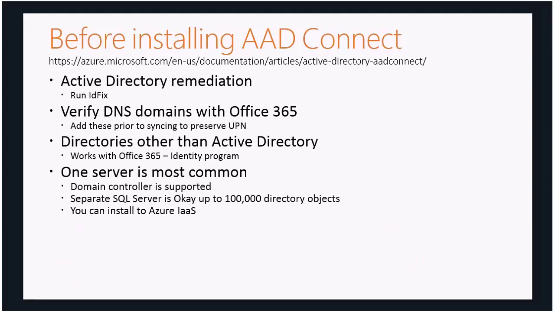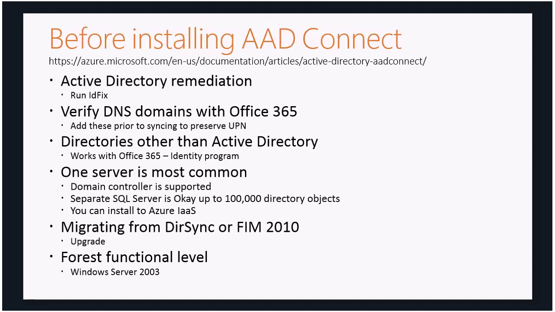Now, if you want, you can also take the step and install Azure AD Connect on a box in Azure with IaaS. So you can offload that need to put it on a domain controller by using Azure IaaS. If you currently have DirSync or Microsoft Forefront Identity Manager, you can upgrade directly using AD Connect. So Azure AD Connect can upgrade those products directly over the top. And your forest level needs to be Windows Server 2003 or better. That should be most boxes, I would think, in the environment these days.